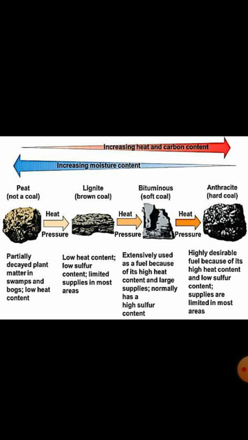Much below the sediment layers, it gets more compressed and we get bituminous coal. This will be of 70 to 80% carbon. The last layer underneath, we have anthracite, which is the best variety of coal. It has more than 90% of carbon.